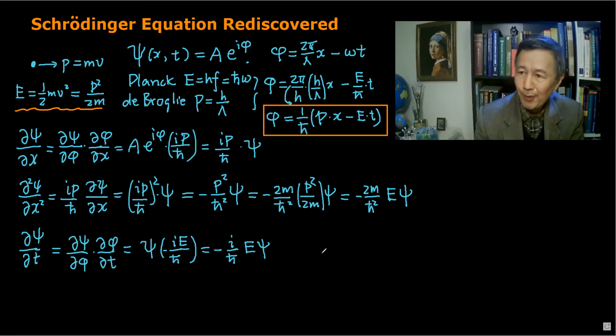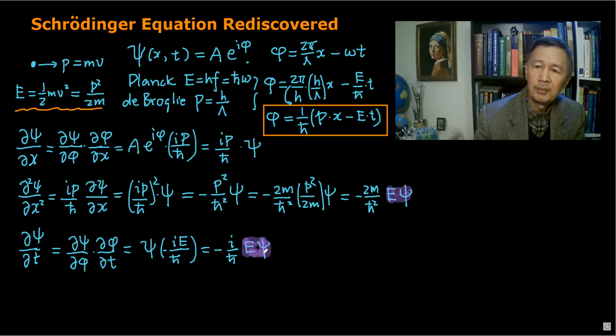This is the aha moment: you can see that there is a common factor appearing in both the partial derivative with respect to x and the partial derivative with respect to time. So that is the link we are looking for. Before that, can we just rewrite these two partial derivatives slightly?